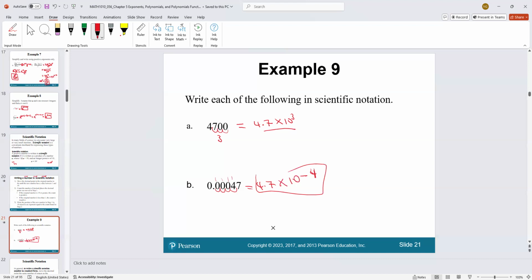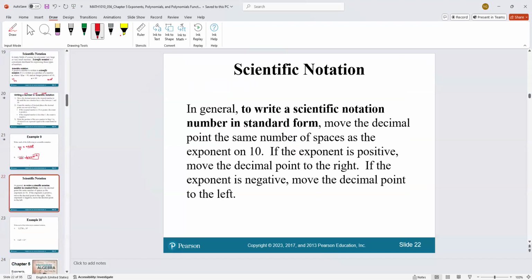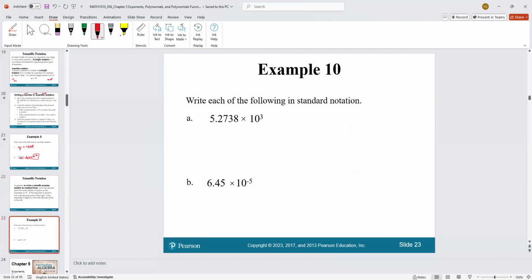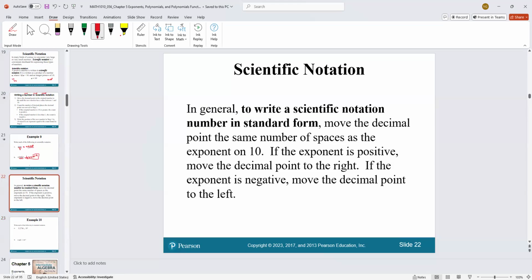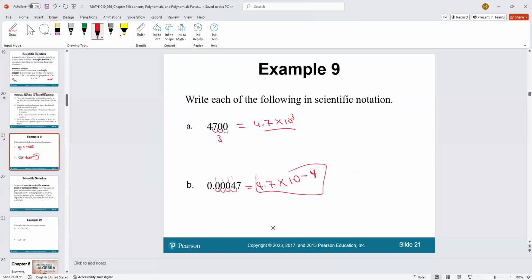All right. In general, what you need to remember, to write a scientific notation in standard form, move the decimal point the same number of spaces as the exponent on 10. If the exponent is positive, move the decimal point to the right. If the exponent is negative, we move the decimal point to the left. And last examples in this section, write each of the following in standard form.